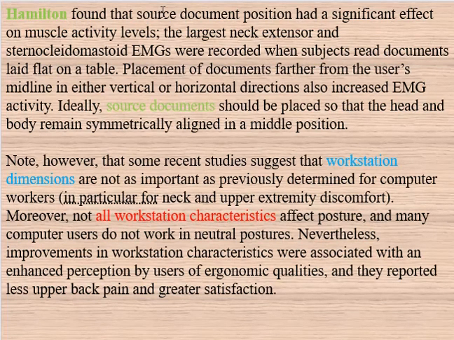Hamilton found that source document position had a significant effect on muscle activity levels. Larger neck extensor and sternocleidomastoid EMGs were recorded when subjects read documents laid flat on a table. Placement of the documents further from the user's midline in either the vertical or horizontal direction also increased EMG activity. Ideally, source documents should be placed so that the head and body remain symmetrically aligned in a middle position.